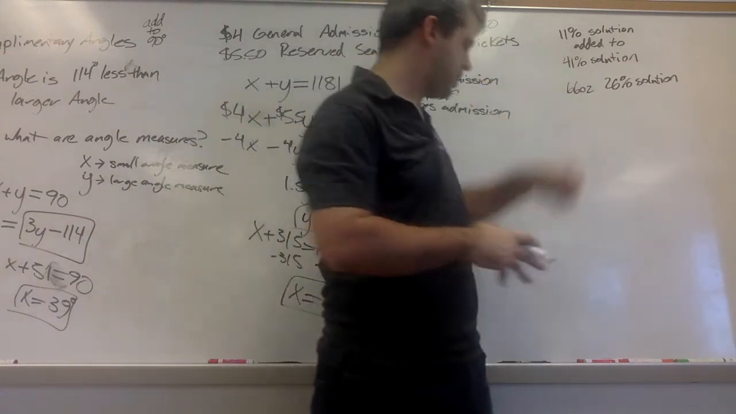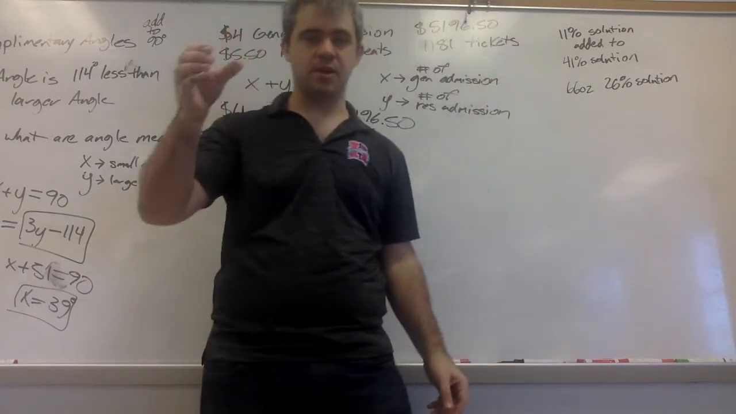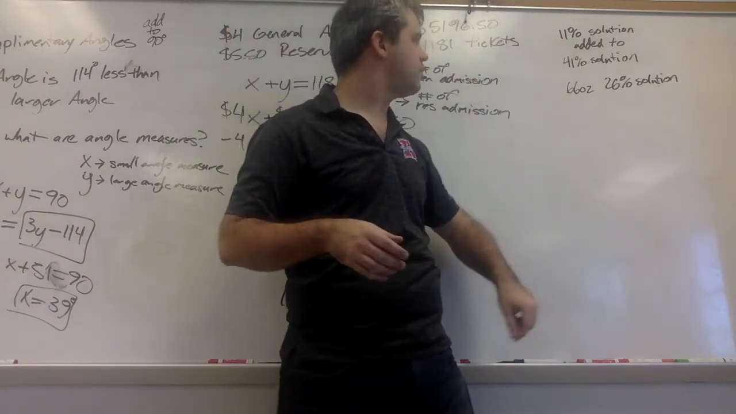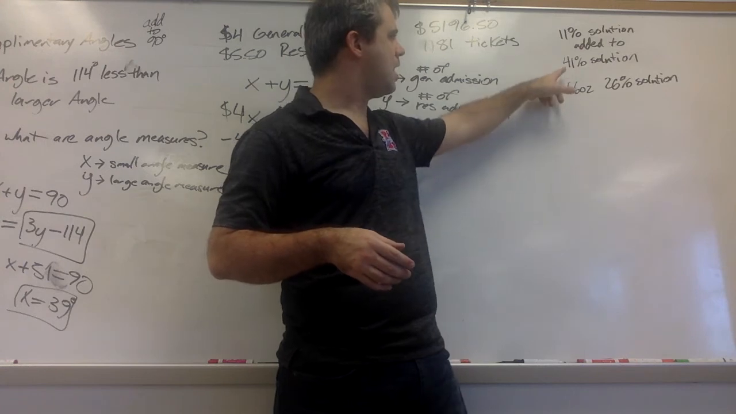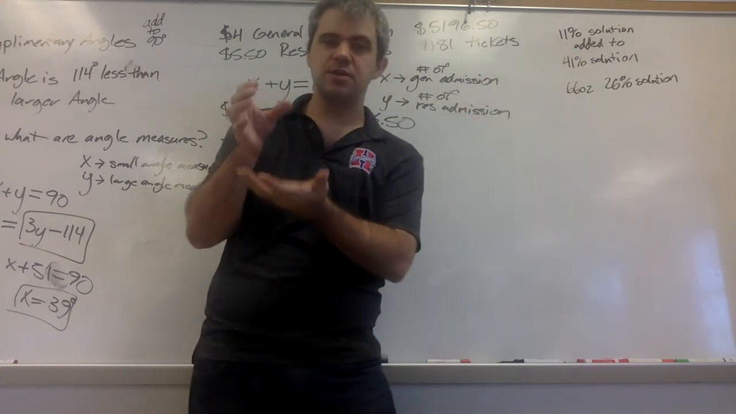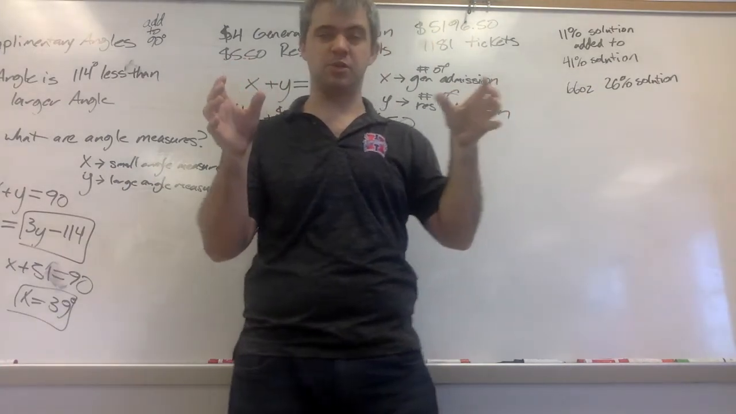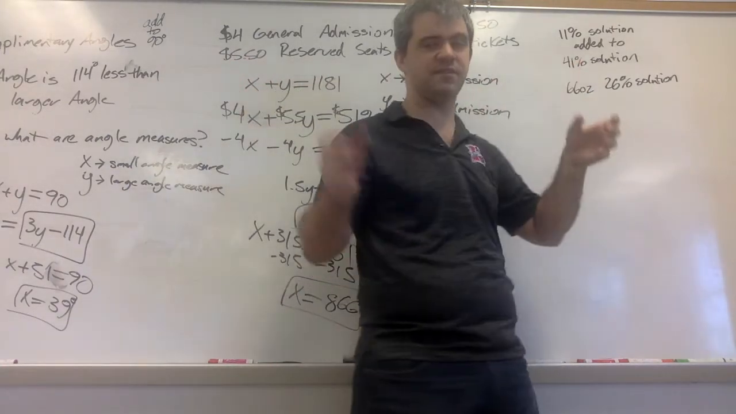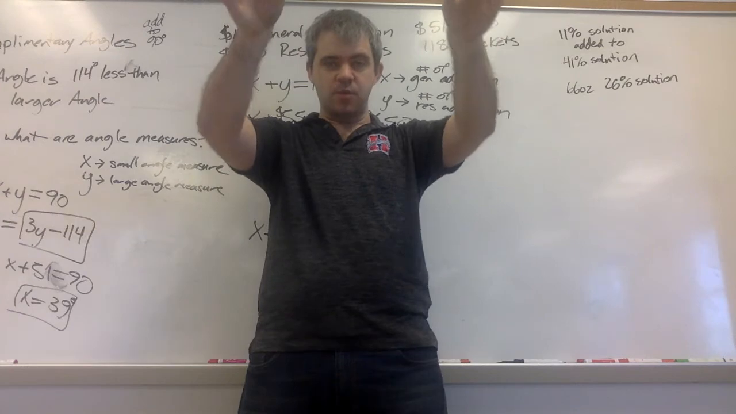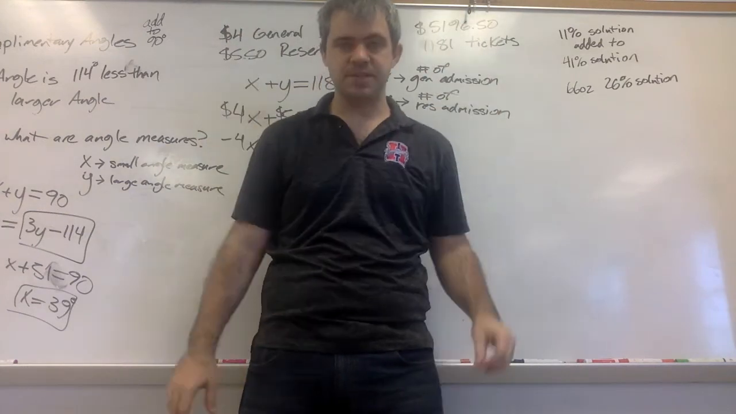So what I want you to imagine here is we have one beaker that has 11% solution. So pretty diluted solution compared to the other one. And then we've got this fairly concentrated solution that has 41% of this chemical. We take them and we pour them together.